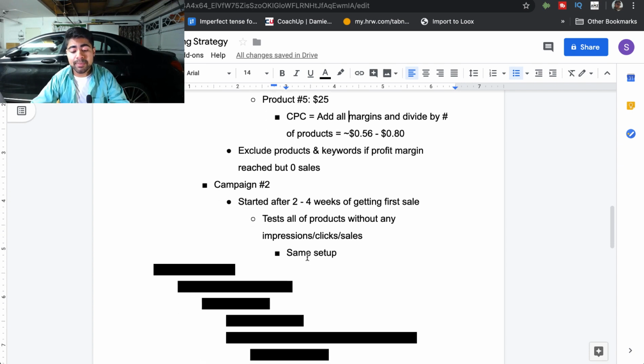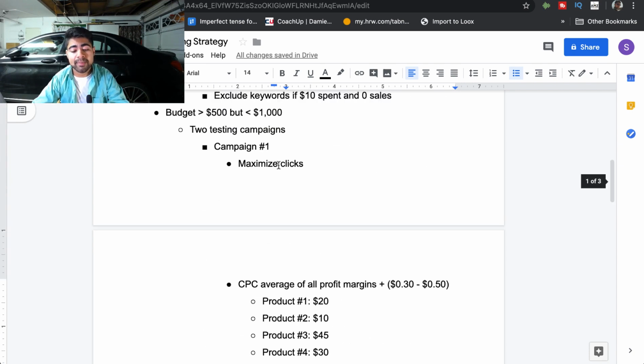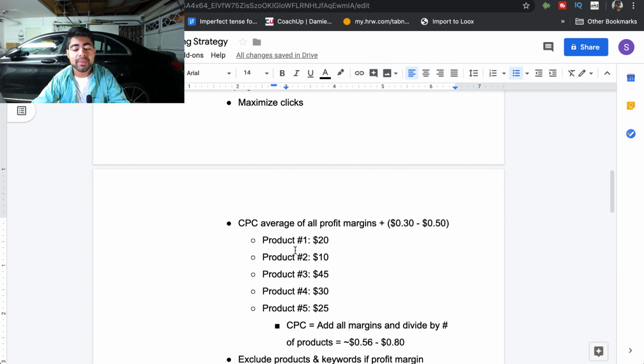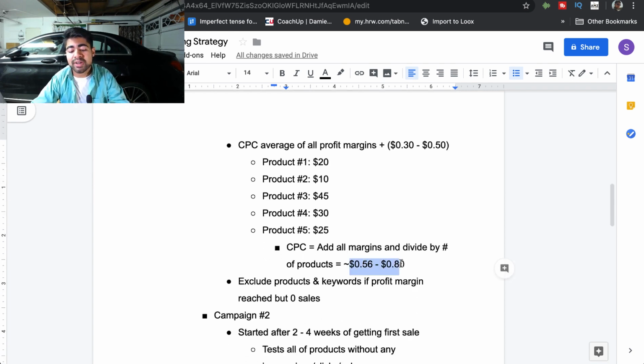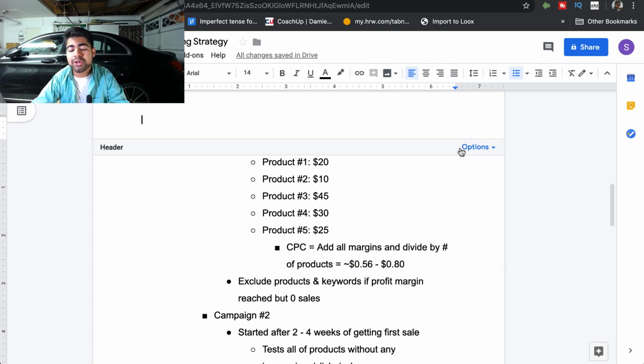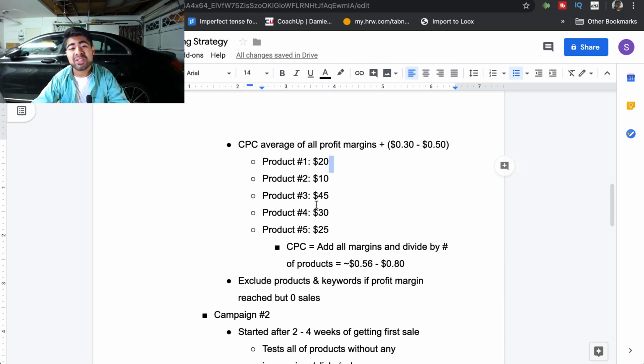But as for the setup, you want it to be the same setup as before: maximize clicks, CPC determined by the product average margins, and you want to follow this specific criteria right over here by adding 30 cents to 50 cents to whatever the average profit margins are.